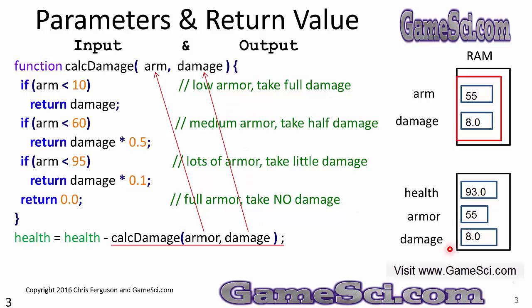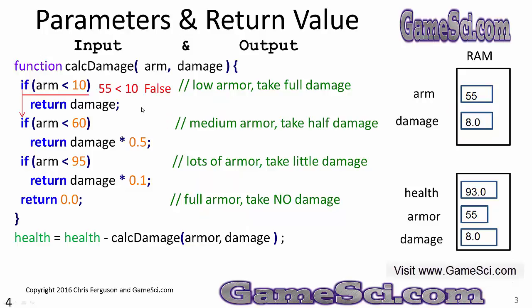You can see I have a damage variable here that has 8.0 in it, and I have a local variable damage that has an 8.0. Consider this to be the function's damage variable. So both arm and damage get the values passed to them as arguments. Let's execute the body of calcDamage.